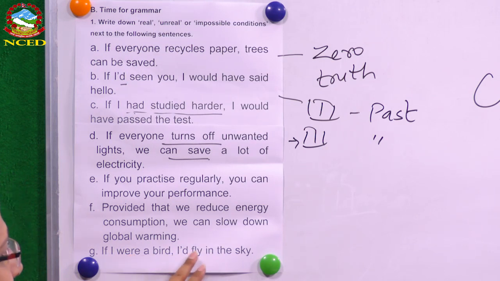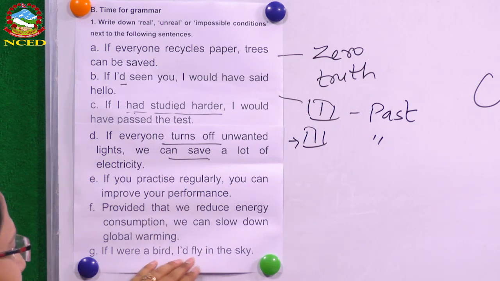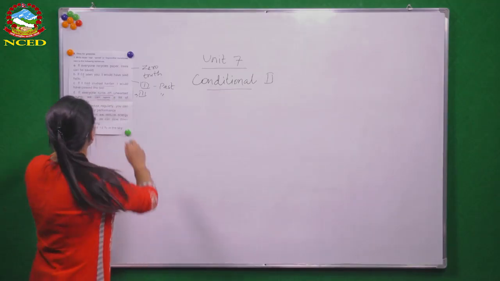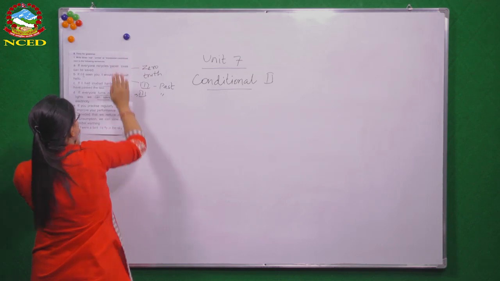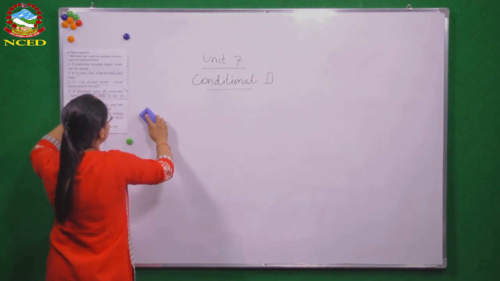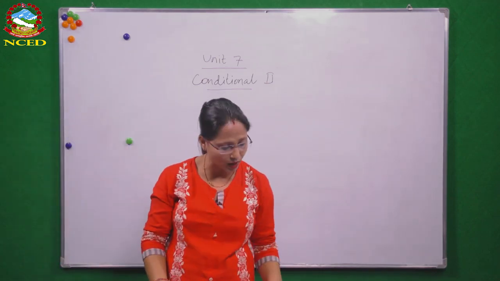If I were a bird, I'd fly in the sky. So that is unreal, okay, or impossible. Hypothesis, हैन, कल्पना मात्रै हो. म चरा भइदिएको भए आकाशमा उड्थे. So these are the things. Now I'm sure you are clear about the differences. If you are not yet clear about it, please take help from your teacher as well, okay?